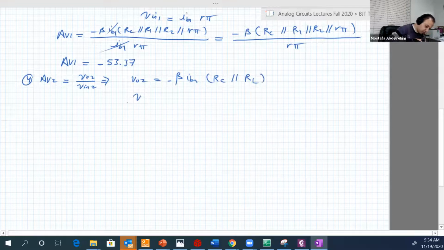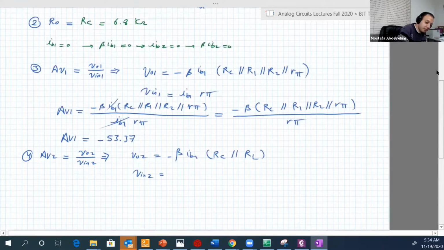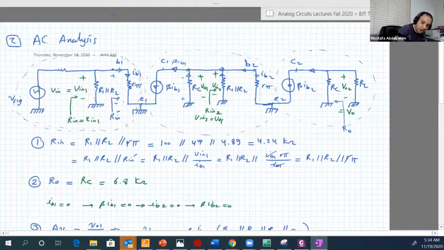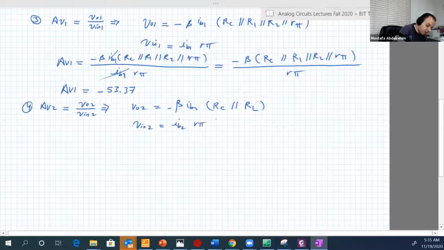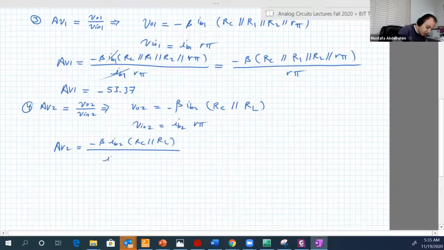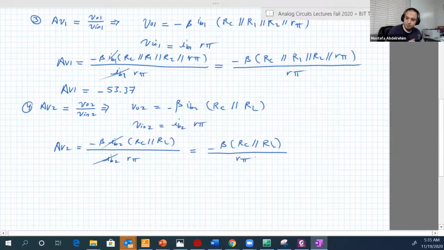And V input 2 is the voltage across R by or R1 parallel R2 or RC. In R by, we know the current flowing through it, which is IB2. So IB2 R by. This is the voltage. Now if we compensate, V output 2 is minus beta IB2 RC parallel RL over IB2 R by. IB2 will go with IB2, so we end up with minus beta RC RL over R by. Good.